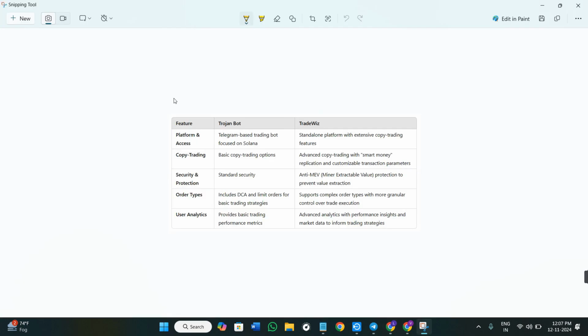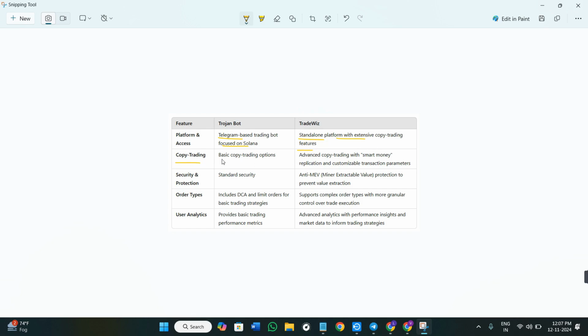I have created this table for you for better understanding of the features of both of these. So the Trojan bot is a Telegram based trading bot that focuses on Solana, whereas TradeWiz is a standalone platform with extensive copy trading features.